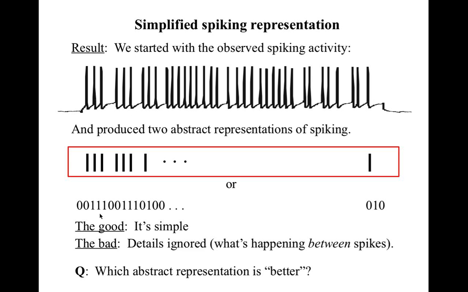A more general question we can ask is, what's the best way to represent the activity we observe? Maybe we should be studying this original voltage trace in all of its details. Or maybe instead we should be studying these abstract representations because we can get a better handle on it.